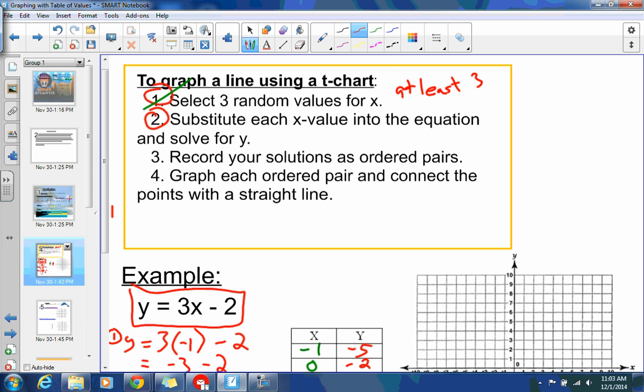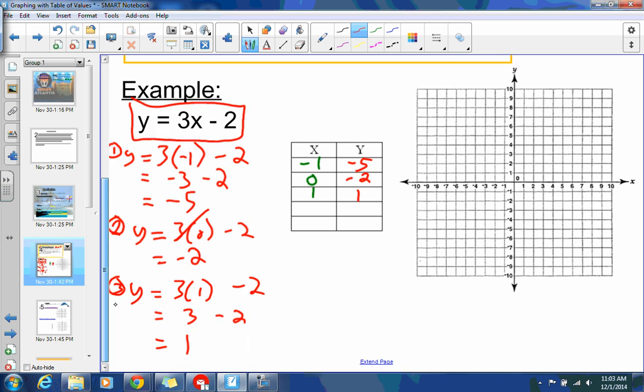If you want to make sure you're doing it right, it's got to be at least 3. So if you want to do another one, you could plug in 2, and you could figure out, plug in 2, 2 times 3 is 6, minus 2 is 4. Or you can probably see the pattern here. They're all going up by 3 on the right side when you go by 1 on the left side. That's interesting too.